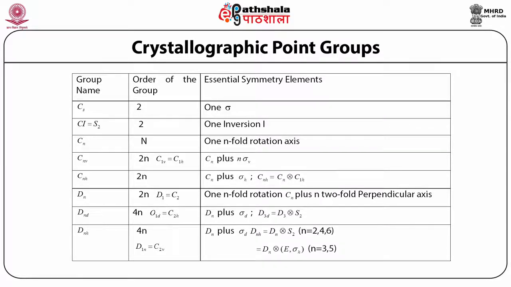The order of the group is 2. It has only one symmetry. This is the mirror symmetry sigma. Then I have one inversion symmetry i, which belongs to the group S2. The order of the group is 2.